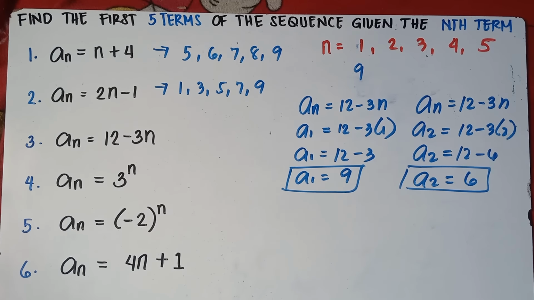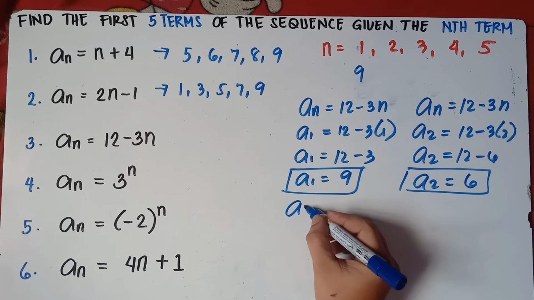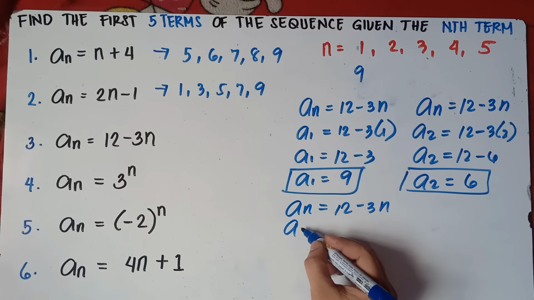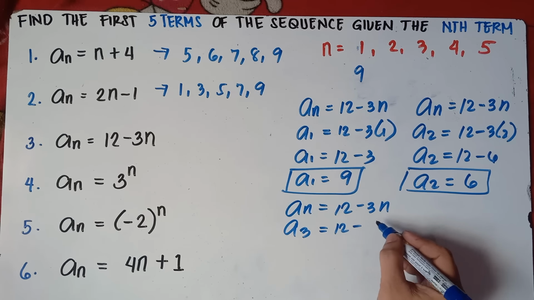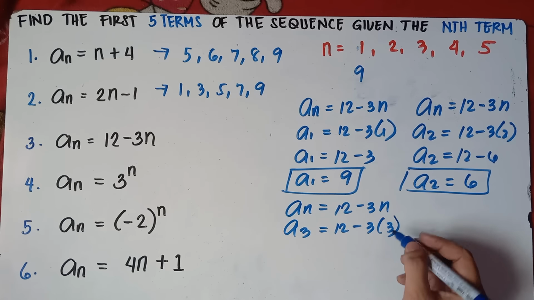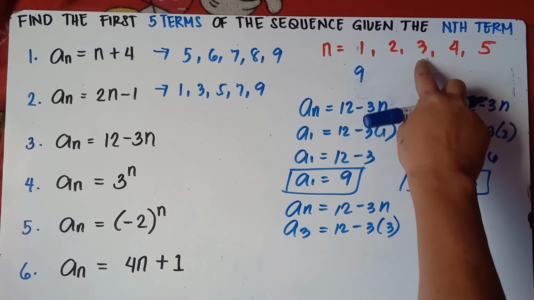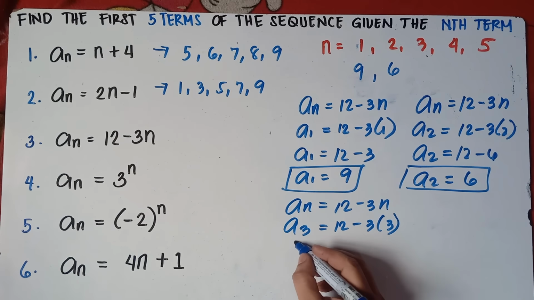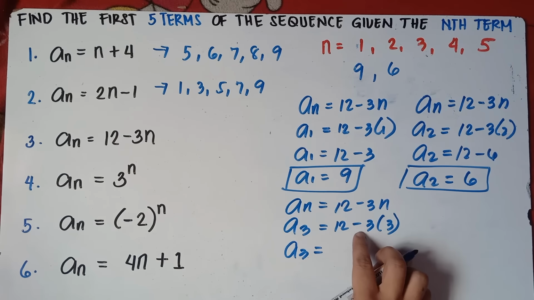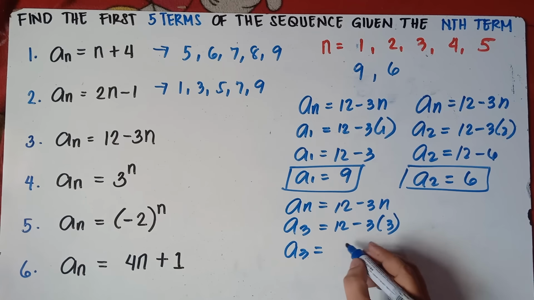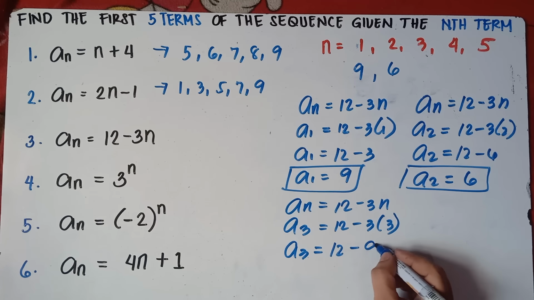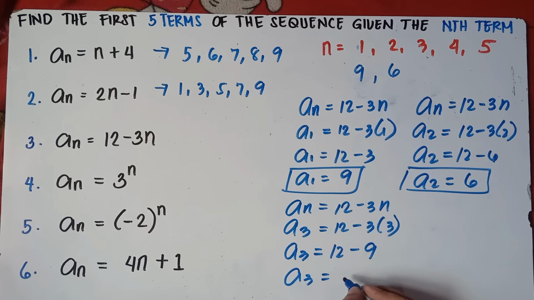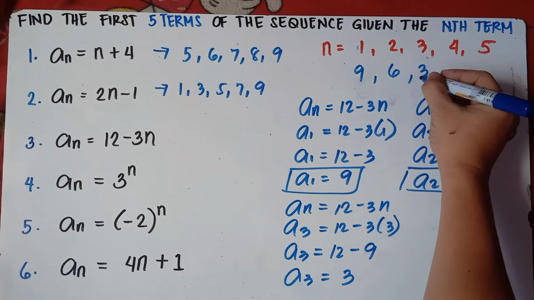Alright, let's have a sub 3. So a sub n equals 12 minus 3n. So a sub 3 equals 12 minus 3 times 3, substituting the value of n, which is 3. So this is 6 for the second term. Negative 3 times 3 is negative 9. 12 minus 9, so our a sub 3 equals 3.